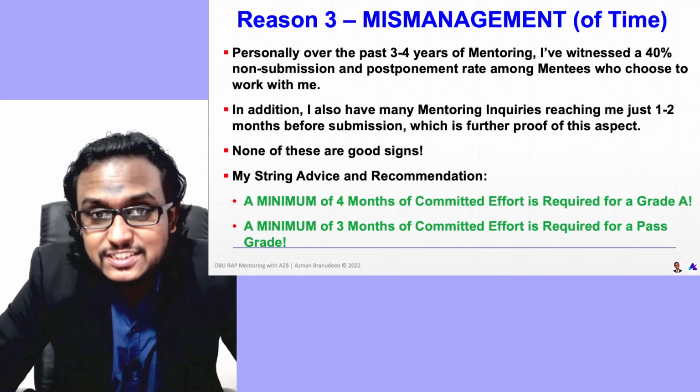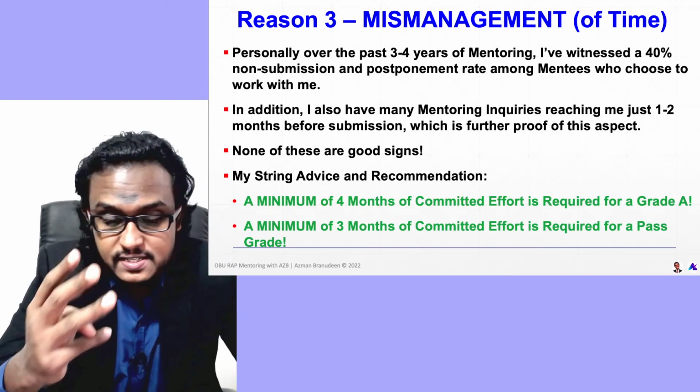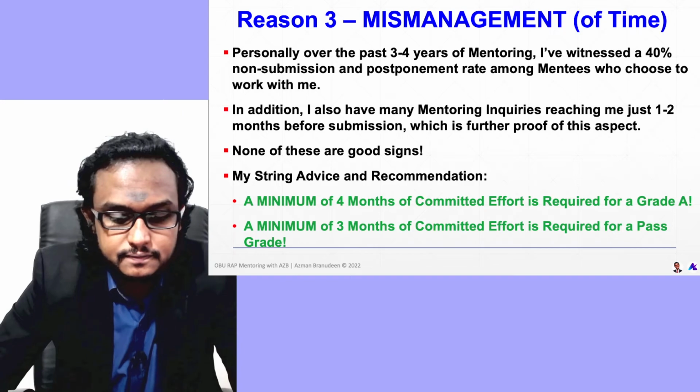So in a nutshell, there are 3 main reasons why candidates fail the OBU RAP project. The first is a gross underestimation of the university's expectation and the standard and the demand that the RAP project itself is going to ask you. The second is misunderstanding of the project actually. And the third is a mismanagement of time, and you need to avoid all of these 3.